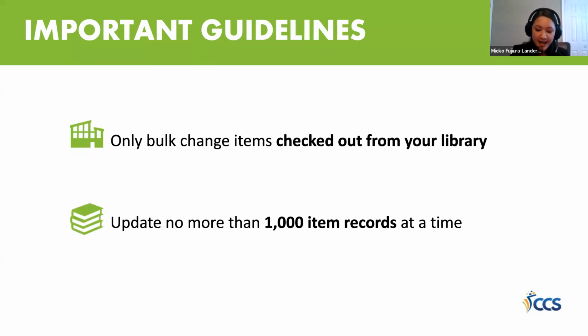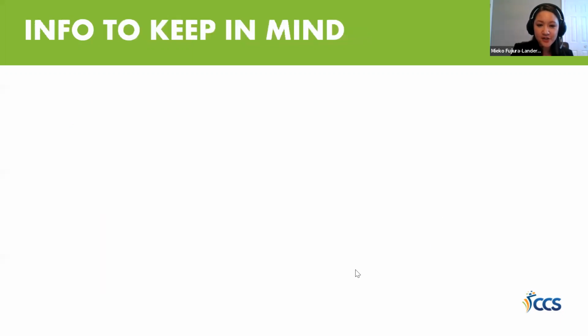Just a quick recap of our two important guidelines: only bulk change items checked out from your library, and update no more than 1,000 item records at a time. Any questions about those before we move on? Oh, I do have a chat here. Let me just check it real quick.